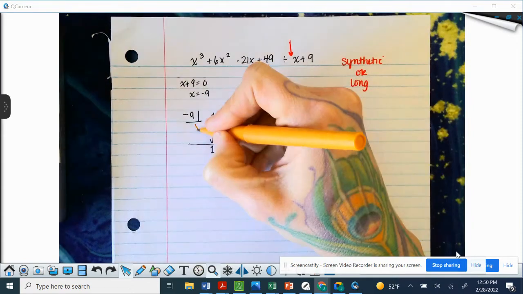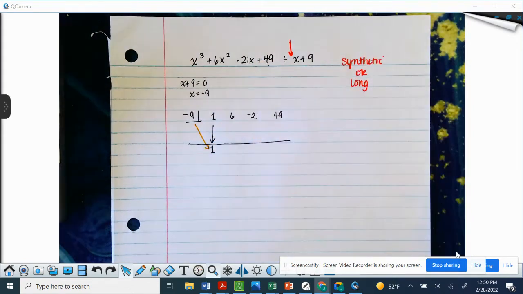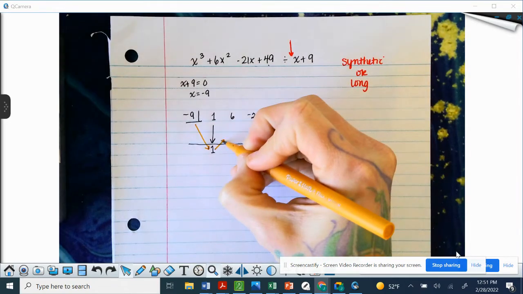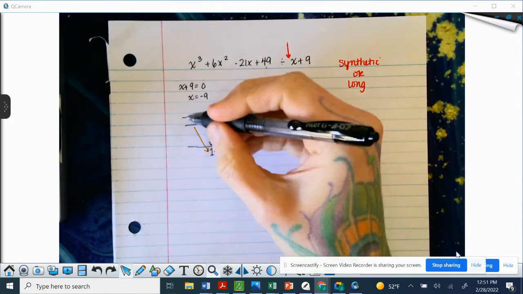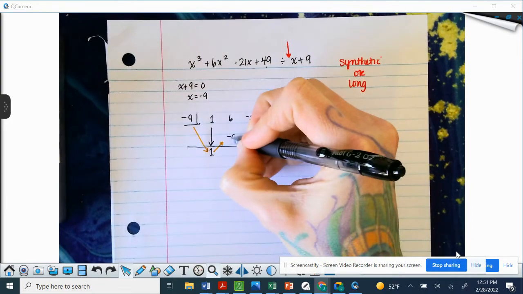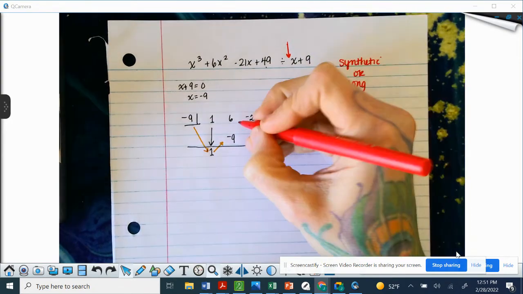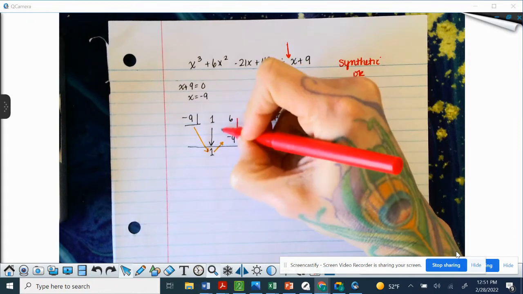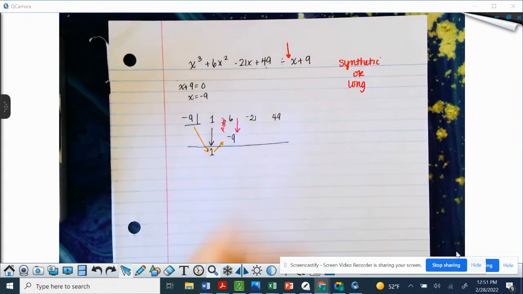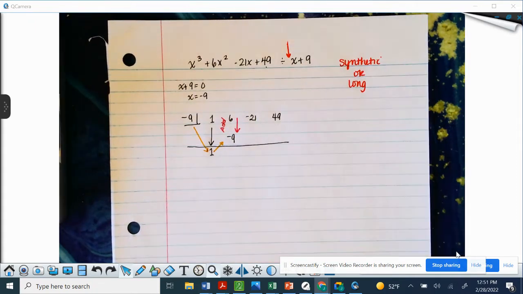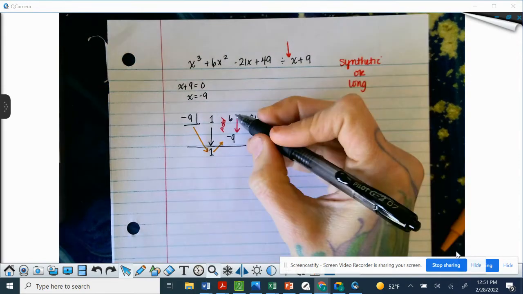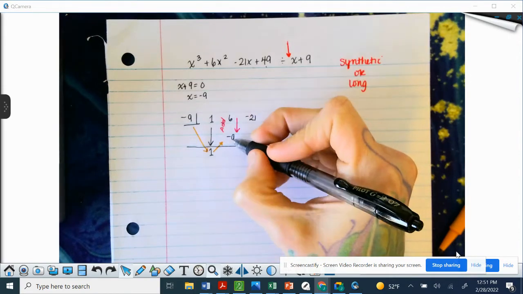I'm going to go down and multiply. Negative 9 times 1, which is going to bounce here. It's like a bouncy ball. That's going to give me negative 9. When I work down here, I add. So bounce is multiply, straight up and down is add. So 6 plus a negative 9, or 6 minus 9, which is the same thing, is going to give me a negative 3.